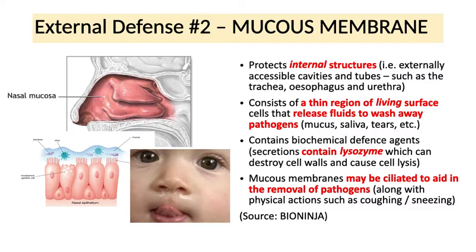It also contains biochemical defense agents, which is lysozyme. I hope you still remember lysosome from chapter 1, which digests bacteria or any pathogen engulfed by our cell. These lysozymes are actually digestive enzymes, so they can digest the cell wall of bacteria and so on. And the mucous membrane may be ciliated, like in our trachea, to aid the removal of the pathogens into the nostril.